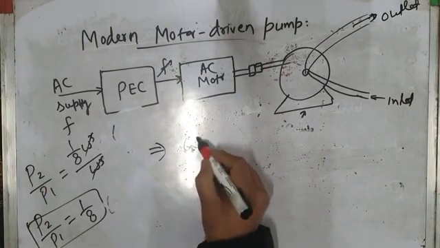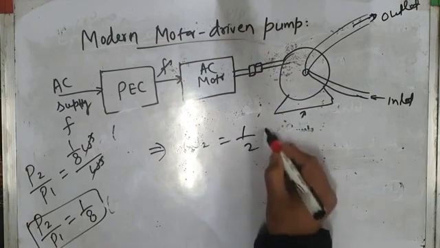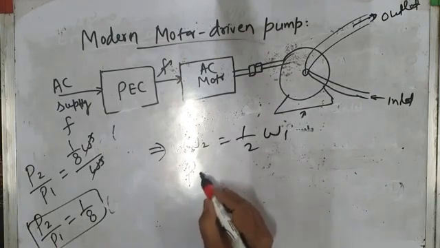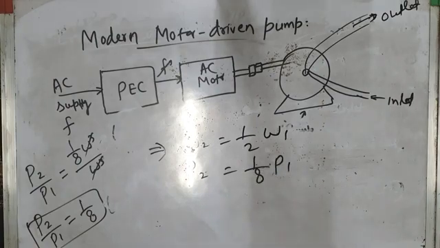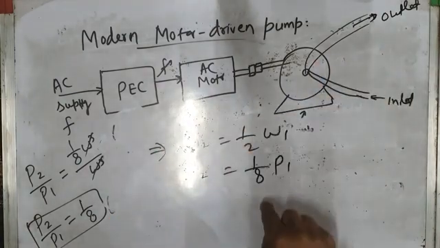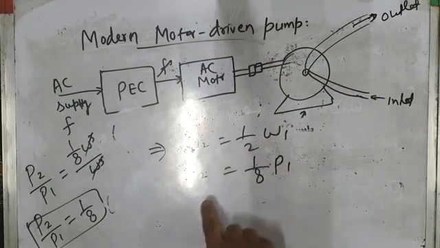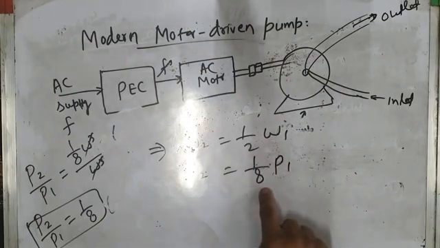So therefore, if omega 2 is equal to half of omega 1, the power drawn P2 is equal to 1 by 8 P1. So this again shows that the power drawn by the motor or by the drive at low speed, at low flow rate, when you decrease the speed by half, the power reduces by a factor of 1 by 8. Hence, there is a lot of saving in the power.